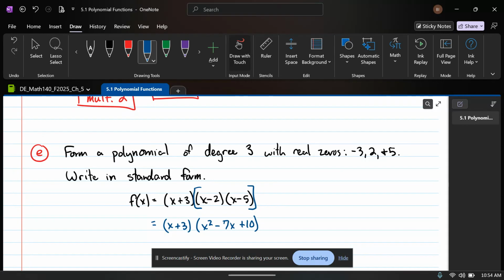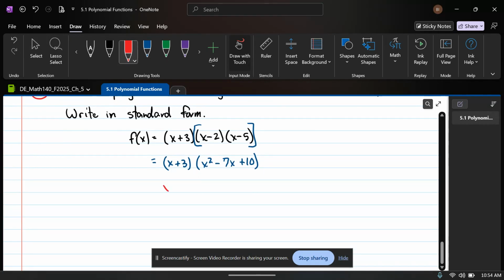That's coming from x times x is x squared. X times -5 is -5x. Negative 2x, that's the negative 7x together. Negative 2 times negative 5 is positive 10. If you need to write that extra step in the middle there, do it. Okay. Next thing would be distributing the x plus 3 to all of that.